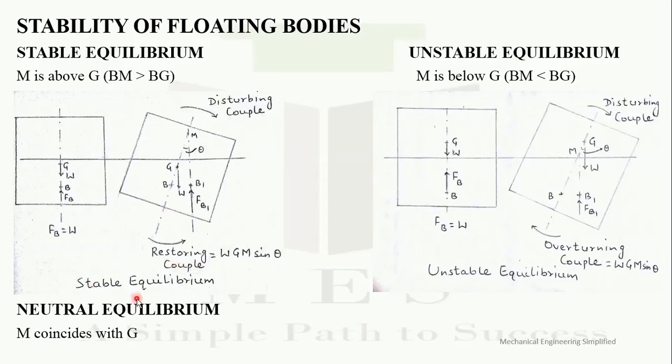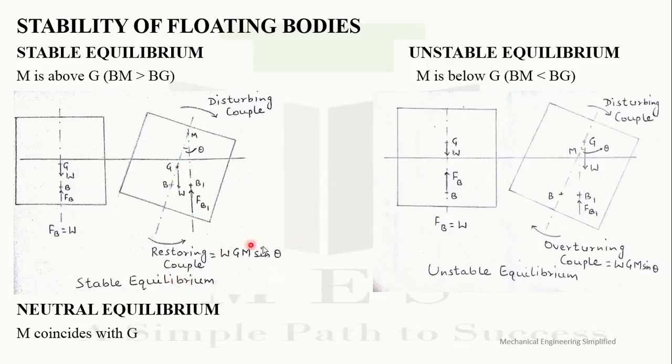Okay, so this is a stable equilibrium, and the magnitude of the restoring couple is W into Gm sine theta, because it will be this distance. Okay, because this is the distance between the two forces, that will give you the magnitude of couple, that is W or FB1, because that will be same, W into GM sine theta, because this is GM.